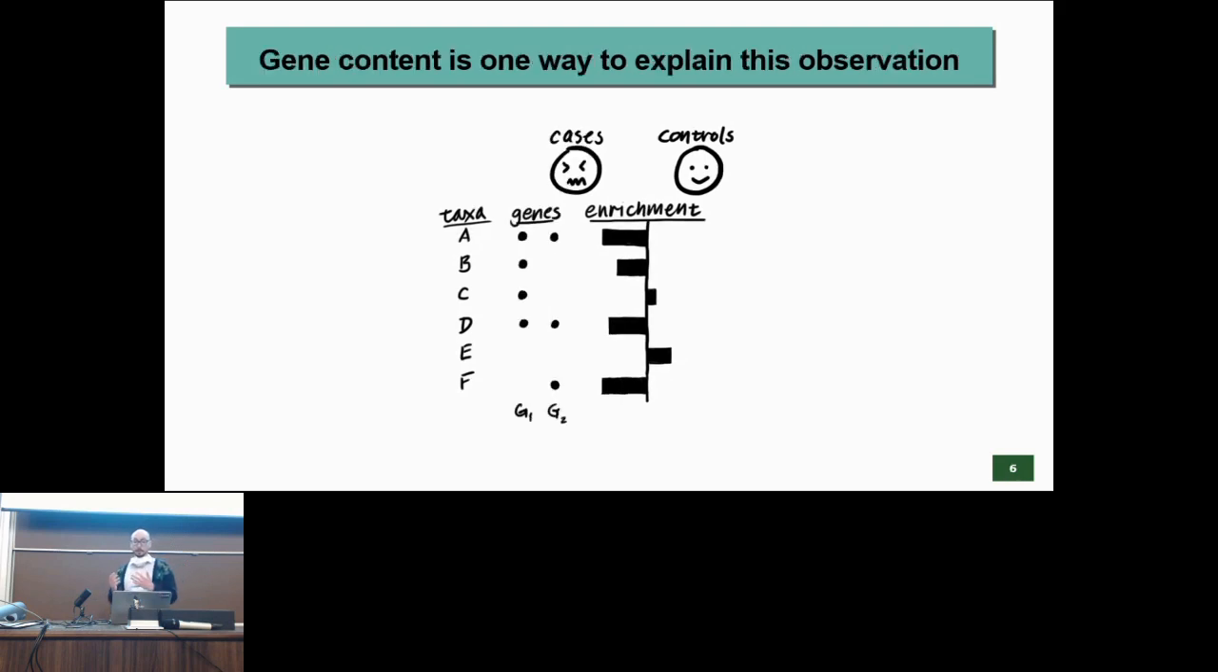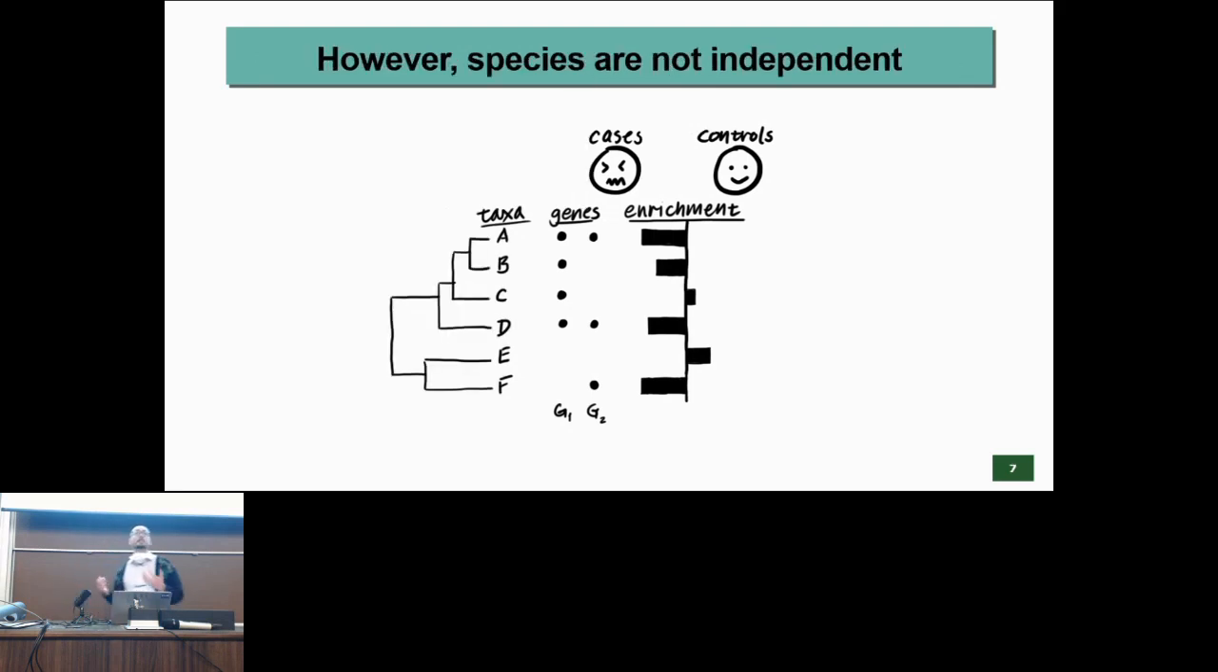So one way to interpret them is by gene content. And so here I'm showing you two possible candidate genes, G1 and G2. And you can see that these both appear to be decent explanations for this enrichment. But there is a problem with this, and it's one that you may be able to guess based on the theme of this session, and that's that these species are not independent, right? They're related by vertical descent. And so closely related species tend to share both genes as well as phenotypes. So this is a problem when we're doing these kinds of large scale analyses.